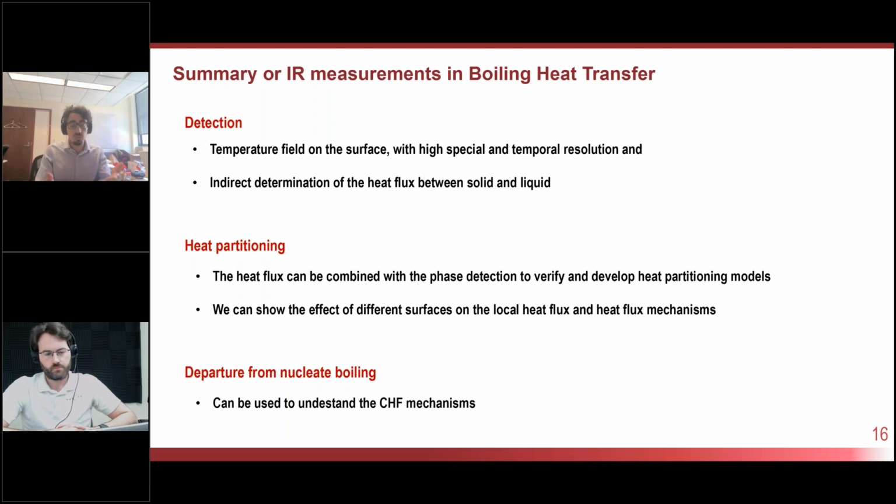And we can use it ultimately to understand the CHF, the critical heat flux, and the boiling crisis, which is the critical point of the boiling process, and which limits our working space, our engineering space for boiling heat transfer. So this is what I had for you today.